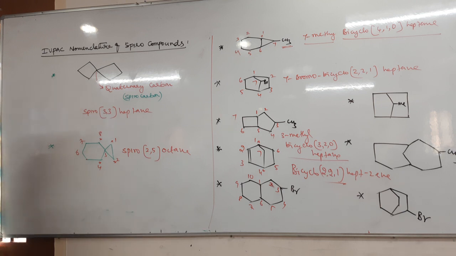First write this. If two cyclic rings are joined together by a quaternary carbon, called the spirocarbon, the compounds are called spiro compounds. Okay, take this first one.